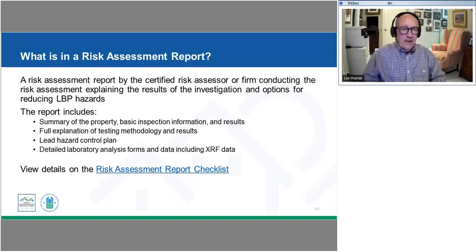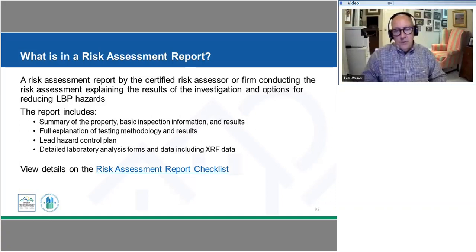And so in some cases, our inspector may also be a certified risk assessor and be writing as part of the specification for this project what that lead hazard control plan will be. In other cases, it's going to be a separate certified risk assessor who's only looking at the lead safe housing rule portion of this, and then helping incorporate those lead hazard control steps into that scope of work that has already been determined of what needed to be done to bring that unit up to standards.